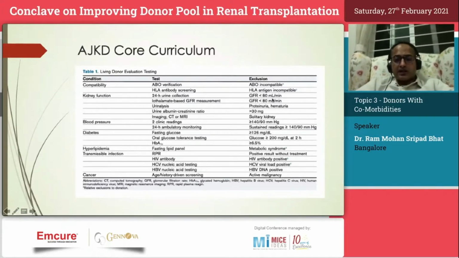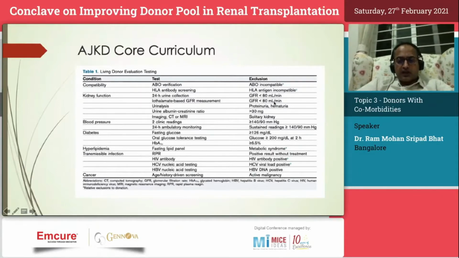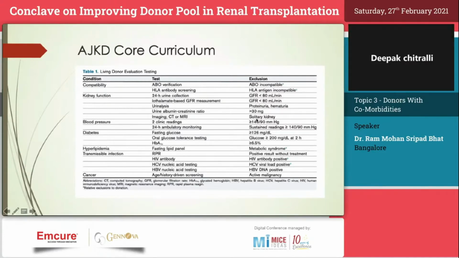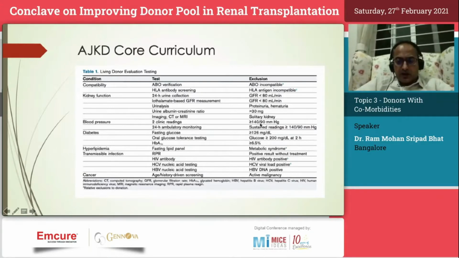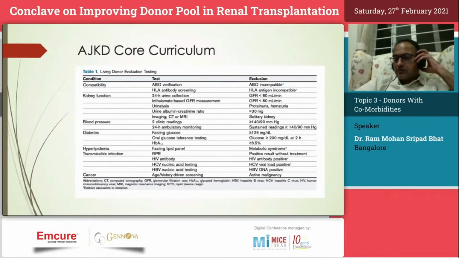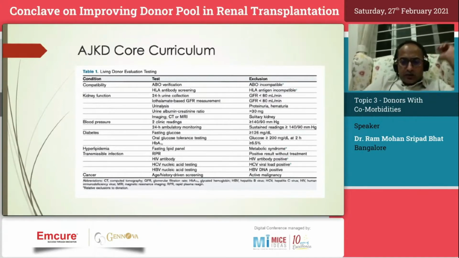But then it says anybody who's got a GFR of less than 80 should not be considered. Anybody who's got proteinuria more than 300 milligram per day should not be considered. Hematuria is considered as an exclusion criteria. Obviously, solitary kidney you cannot. Anybody who's got uncontrolled blood pressure, sustained blood pressure more than 140 by 90, apparently should not be taken up for donation. And then anybody who's got diabetes, once again, should not be considered.